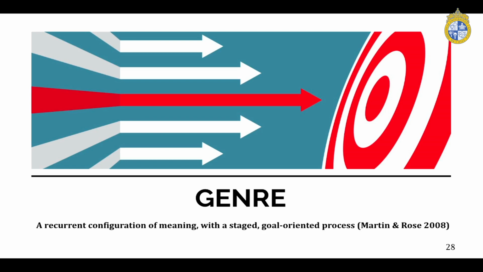And this configuration of meaning, because it's not just one meaning, there's multiple meanings, a collection of meanings that is made, right? Recurrent. And it's staged. Why is it staged? Because there is a sequence of how text is made, right? We necessarily have introduction before conclusion, right? You can't give your conclusion at the beginning, or you provide results first before you show the procedure.